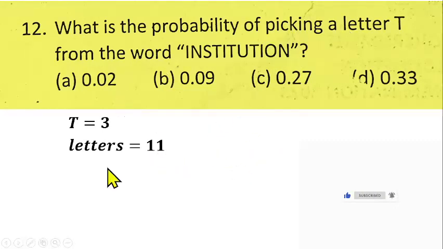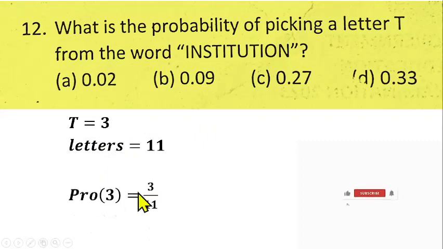So we have to pick T. That will give us the probability of picking one of these 3 T's in this whole word, which will be 3, because we have 3 T's out of 11. So that should give us 0.27, which is option C as well.